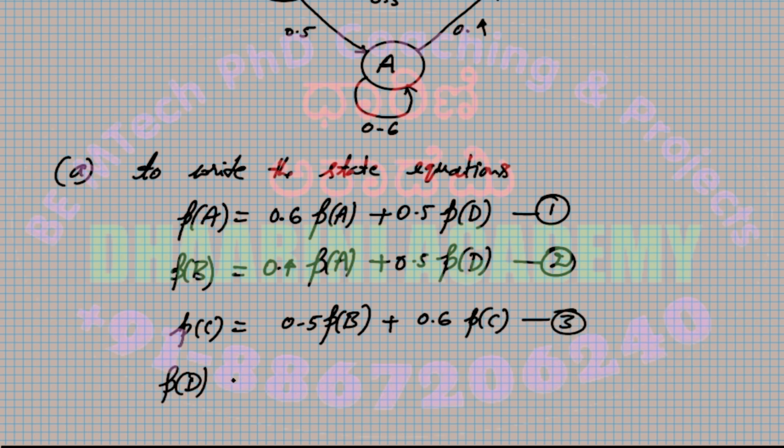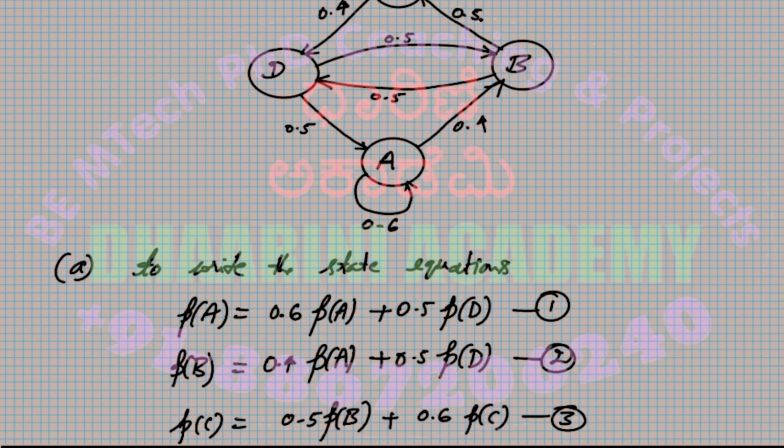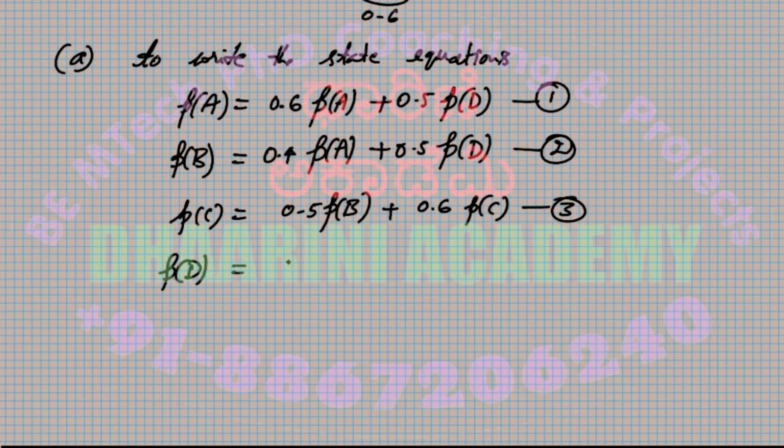Then I should write P of D. Let's go back and check what I should write. D can be reached from C and B, right? From C 0.4, from B 0.5. So P of D is 0.5 times P of B plus 0.4 times P of C. That is equation number 4. Now I have 4 equations and I have 4 unknowns. So let us try to do a calculation.